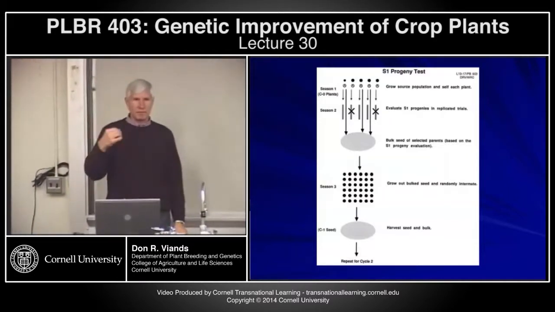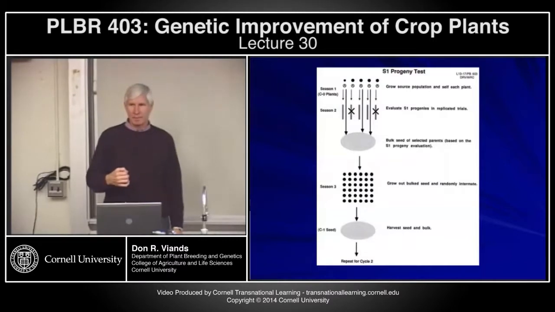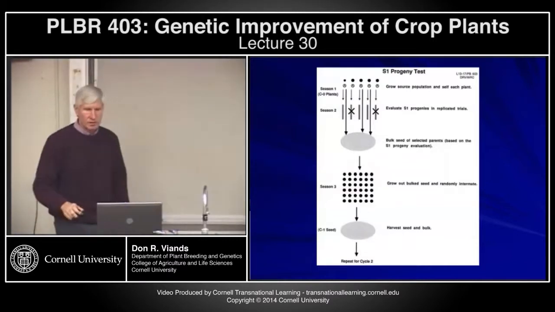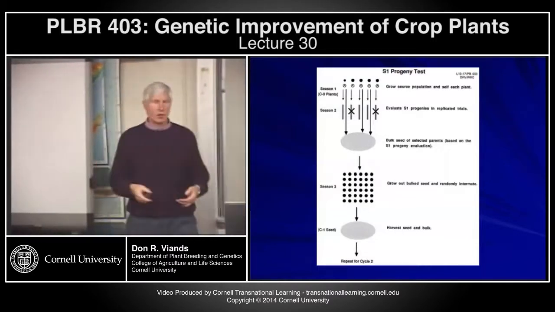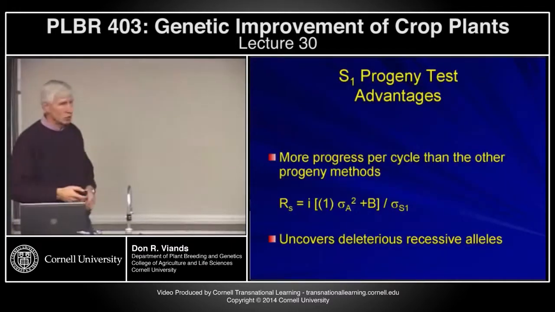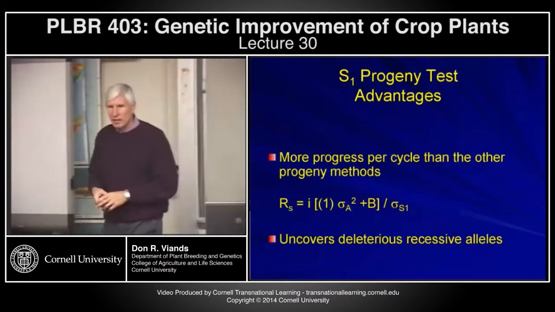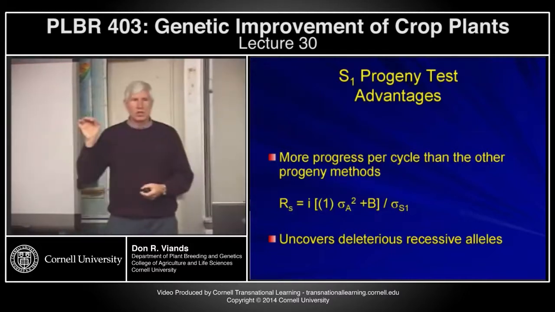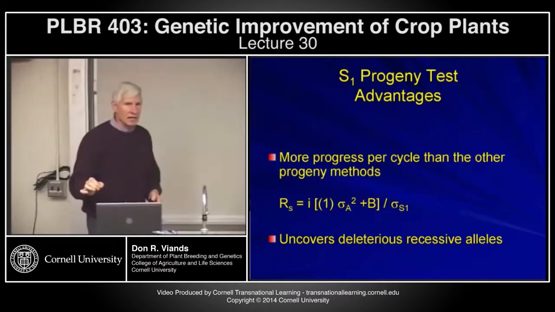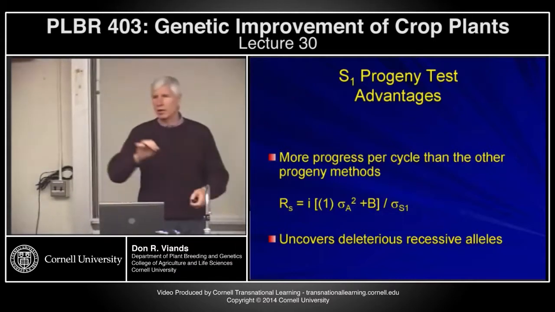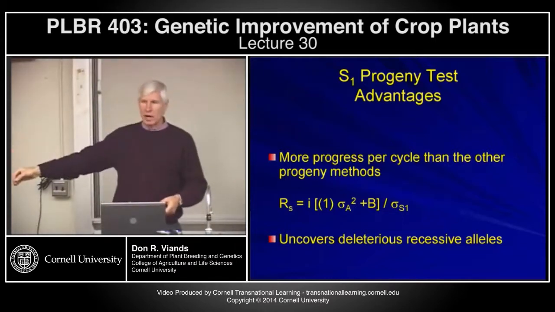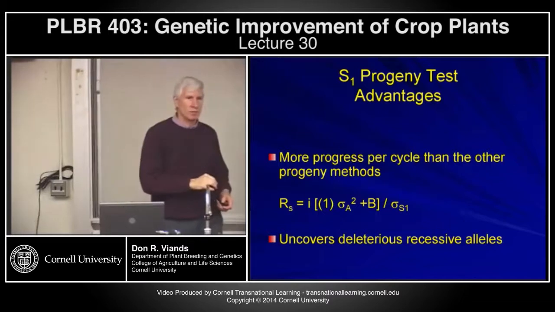Okay, everybody follow me on the concept then? So no cross-pollination occurring at all until you get to season 3 there, and you're evaluating S1 progenies. Major advantage in this is that there's actually more genetic variability among the S1 progeny rows than there was compared to either the half-sib progeny or the full-sib progeny row.